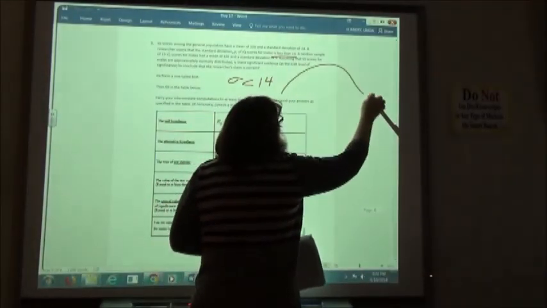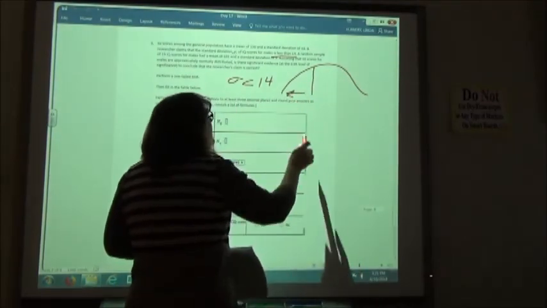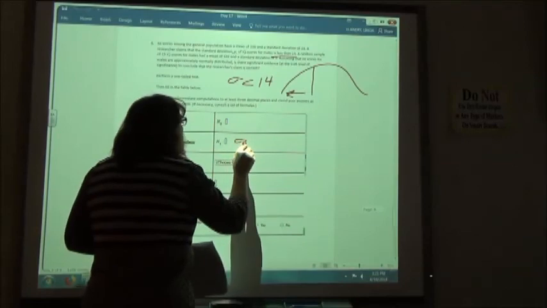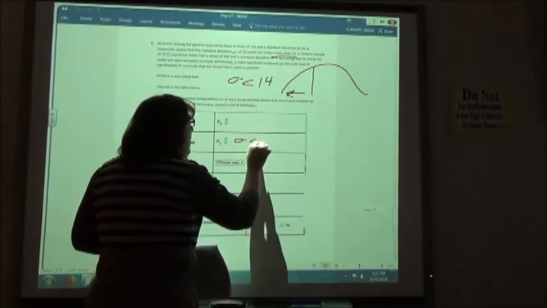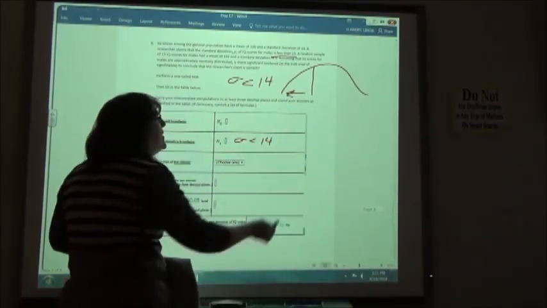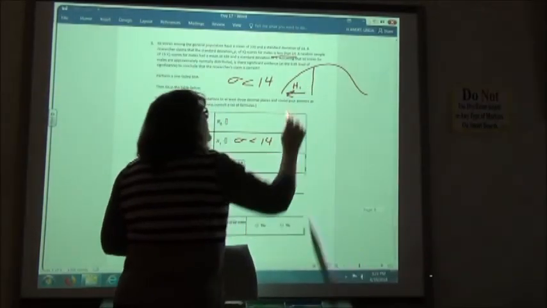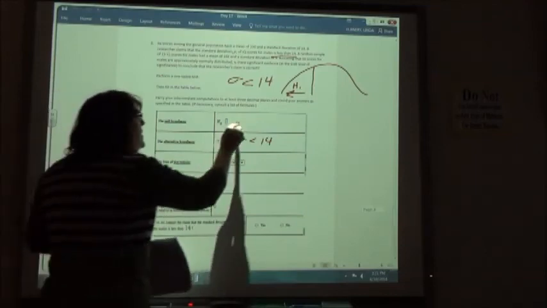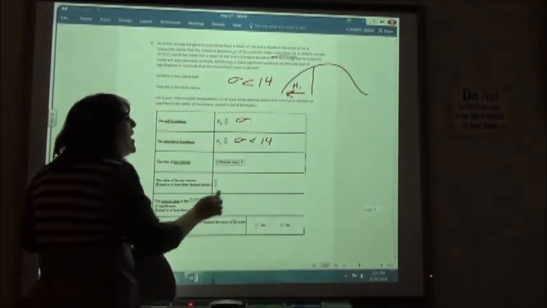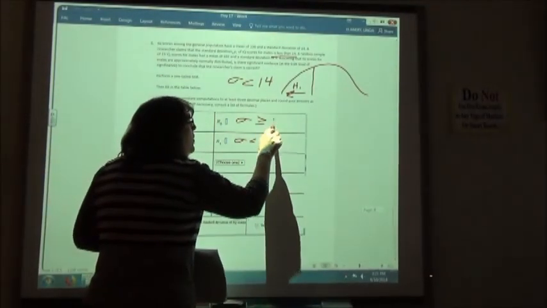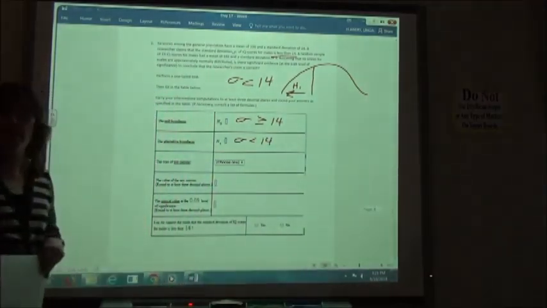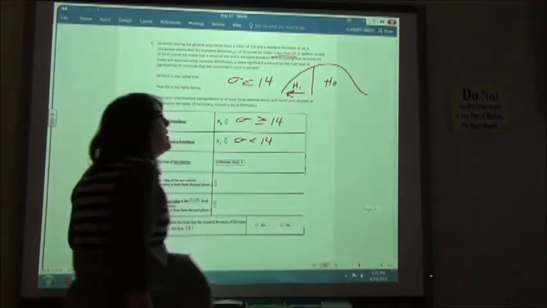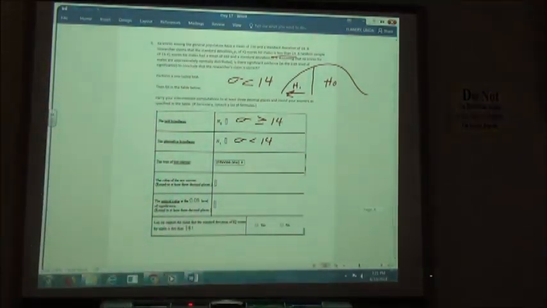Which means on our one-tailed test, we're testing to the left. Again, this does not have the equal in it, so that's my alternative hypothesis. Is it less than 14, which means it goes in there. That means my null hypothesis is my standard deviation greater than or equal to that 14, right? My null hypothesis, that'd be in that section over here then.